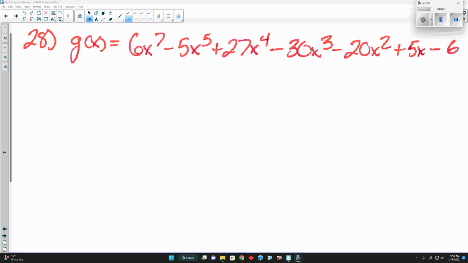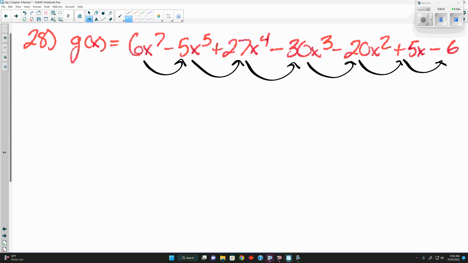All right, guys, are there any questions on 28? On finding the number of positive, negative, and complex zeros? I mean, we can go on and do this here. So to find the number of positive, we just count the number of sign changes.